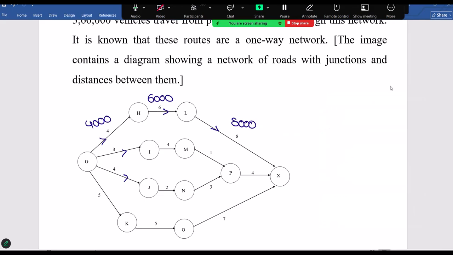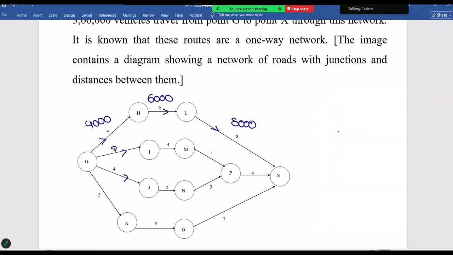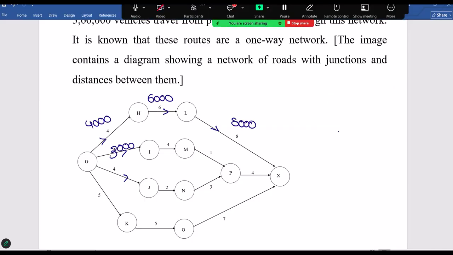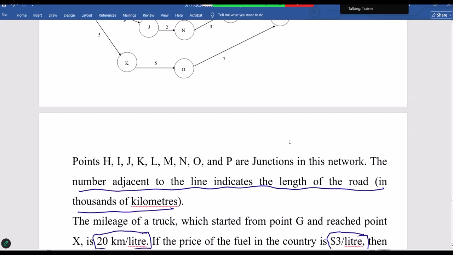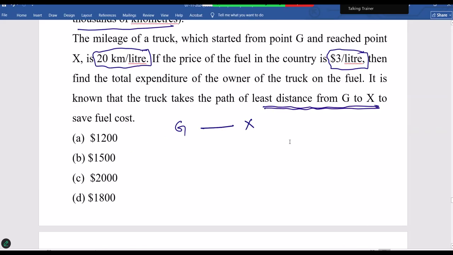Yeah, the path which is least is 3,000, 4,000, 1,000, 4,000. This path is the least. GIMPX, which is nothing but 12,000 kilometers. Okay. The path to be followed is GIMPX, which is 12,000 kilometers.